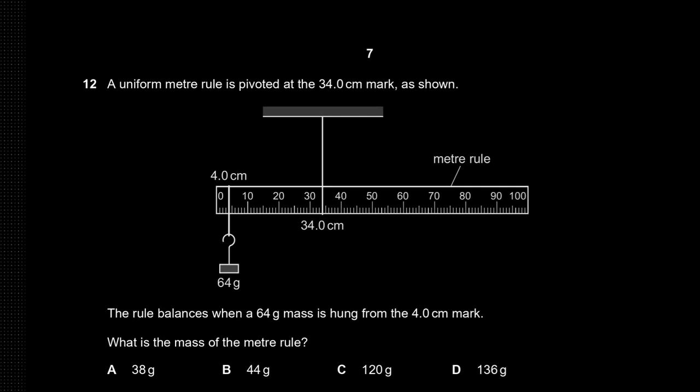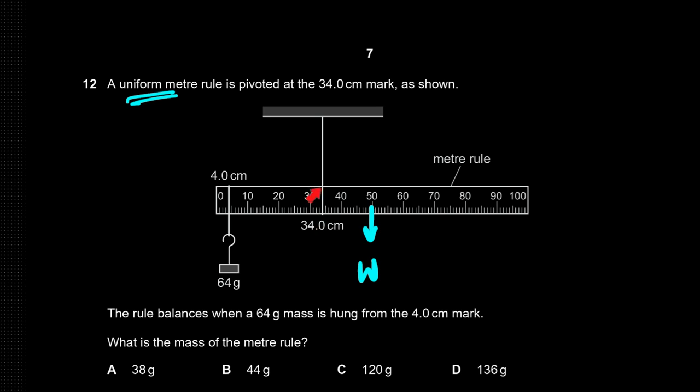Question 12. A uniform meter rule is pivoted at the 34 centimeters mark as shown. The rule balances when a 64 grams mass is hung from the 4 centimeter mark. What is the mass of the meter rule? Because this is a uniform rule, its center of gravity will be right at the center, at the 50 cm mark. So this is its weight W. So it's at the 4 centimeters mark.